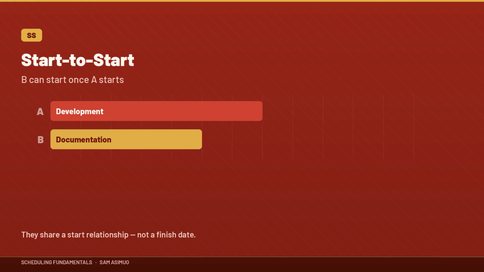Start to start. Activity B can start once activity A starts. For example, let's say application development begins. Once development starts, the technical documentation team can also begin documenting the solution. They don't necessarily finish together. They simply have a relationship between their start dates.